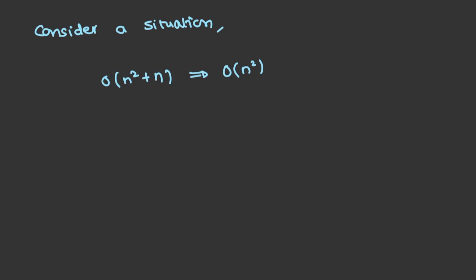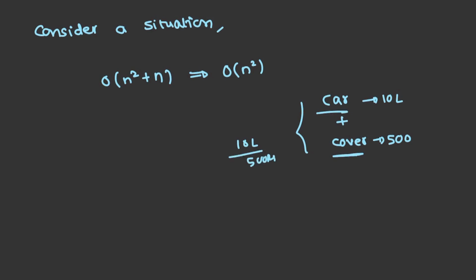Consider a situation where complexity is termed as order of n square plus n. It can be interpreted as order of n square. This is because if you are going to buy a car and you have also bought its cover, you will never specify the cost of the cover while telling it to someone else. Let's say you have bought a car for 10 lakhs and a cover for 500 rupees. If someone asks you the cost of the car, you will not tell him 10 lakh 500 rupees, right? You will just tell him 10 lakhs.